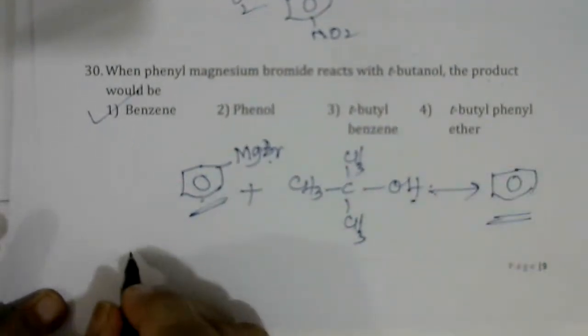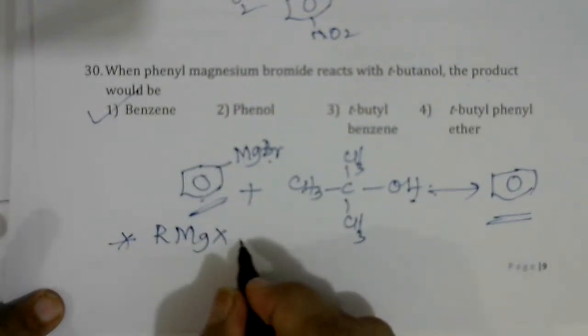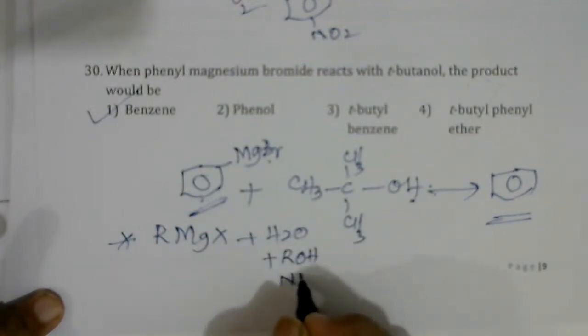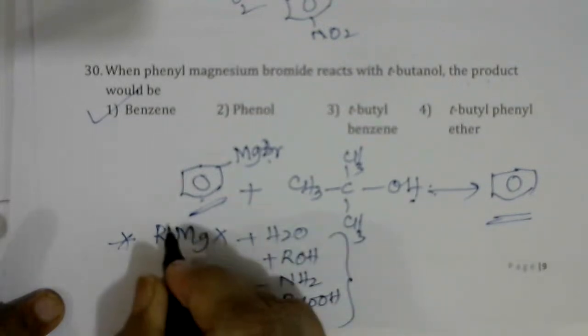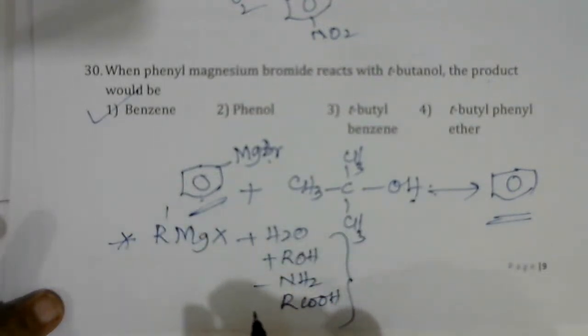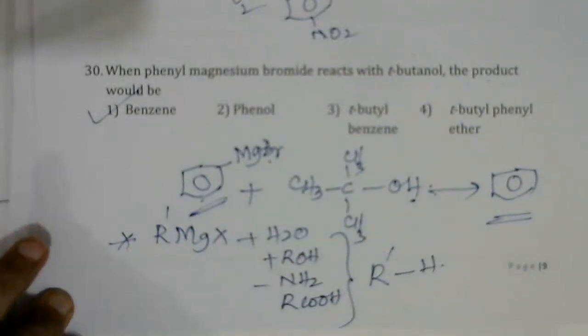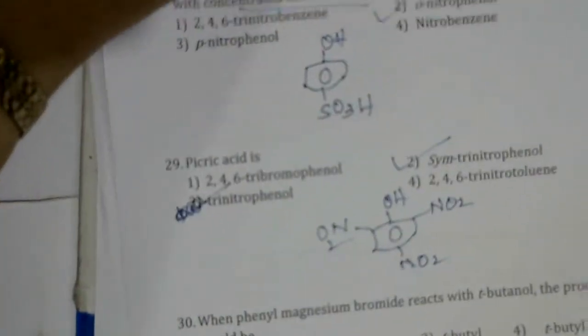RMgX, here I'll write one reaction for your reference, children. RMgX treated with water, alcohol, amine or ammonia, carboxylic acid, etc. I have taken the Grignard reagent as R'MgX to differentiate, and we'll get the product as R'H. That means any compound containing an active hydrogen atom with the Grignard reagent produces the respective hydrocarbon.